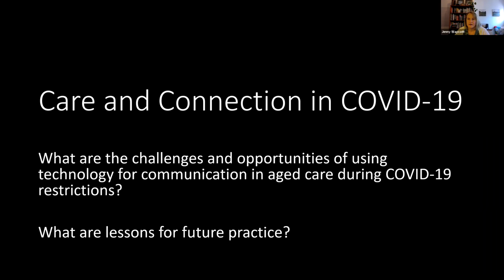So that led to the current study that I'm going to be talking about today. Care and connection in COVID-19. What are the challenges and opportunities of using technology for communication in aged care during COVID-19 restrictions, and what are the lessons for future practice?